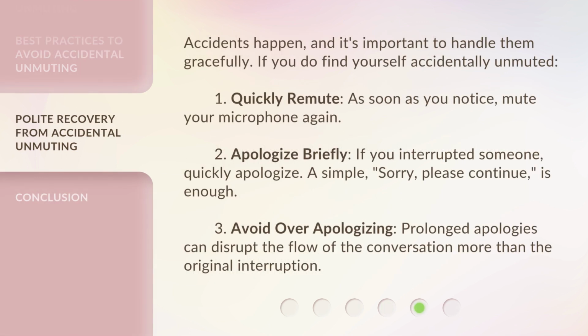Accidents happen, and it's important to handle them gracefully. If you do find yourself accidentally unmuted, 1. Quickly remute. As soon as you notice, mute your microphone again. 2. Apologize briefly. If you interrupted someone, quickly apologize. A simple, "Sorry, please continue," is enough. 3. Avoid over-apologizing. Prolonged apologies can disrupt the flow of the conversation more than the original interruption.